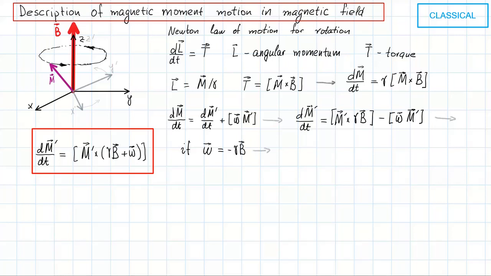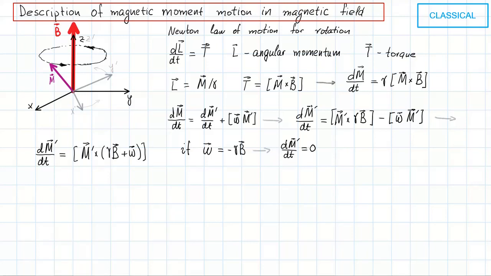From this dynamic equation, we obtain immediately that the time derivative of magnetization vector m' is equal to 0. It means that the magnetization vector m' is constant in the rotating frame. In turn, it means that the magnetization vector m rotates with the constant angular velocity minus gamma B in the laboratory frame.